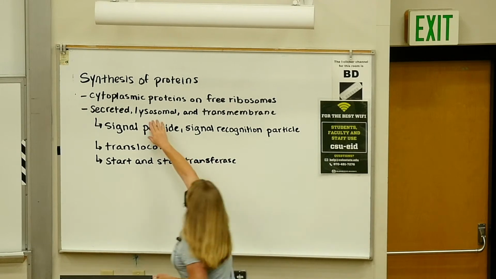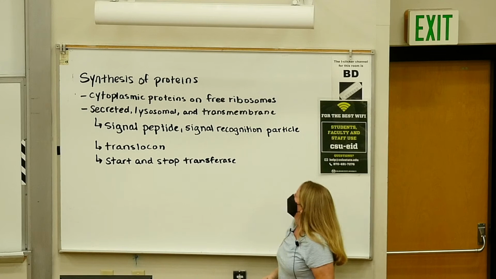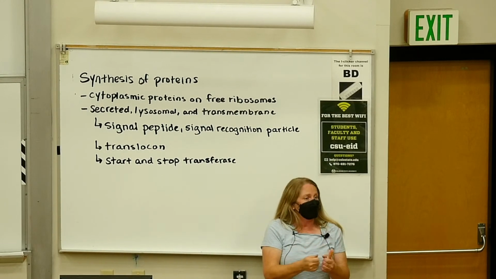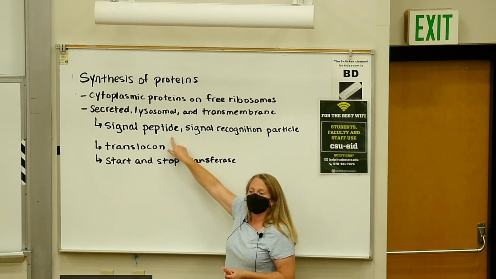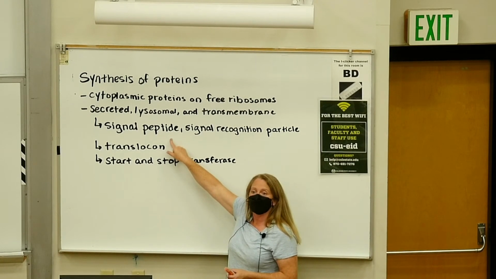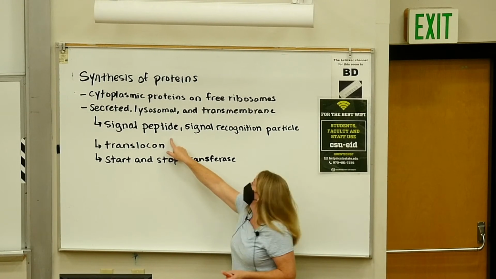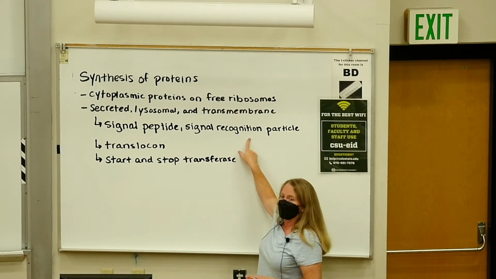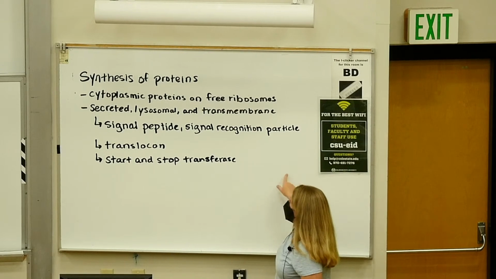But if it's secreted, lysosomal, or transmembrane, we have to take that to the ER. And we said there was a signal for that, telling it that this needs to be taken to the ER. That's a signal peptide. It's on the protein itself that's being made. So the protein self-identifies and says, I shouldn't be here. A signal recognition particle says, ooh, I see you. You don't belong here. Let's move you to someplace better. Takes it to the ER.